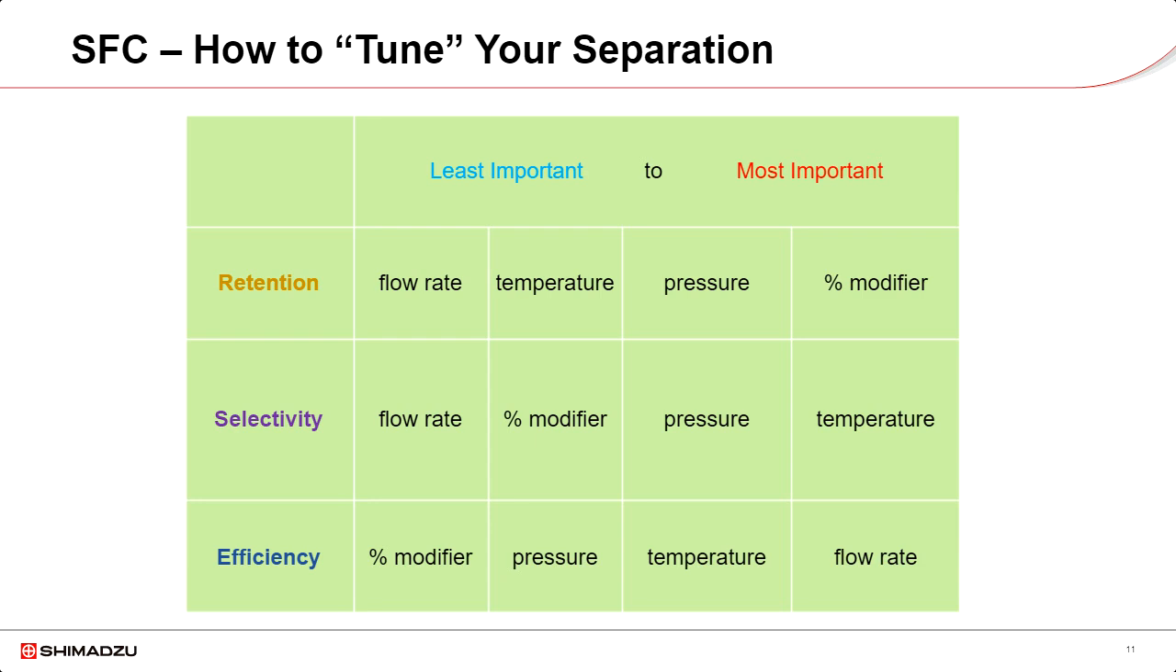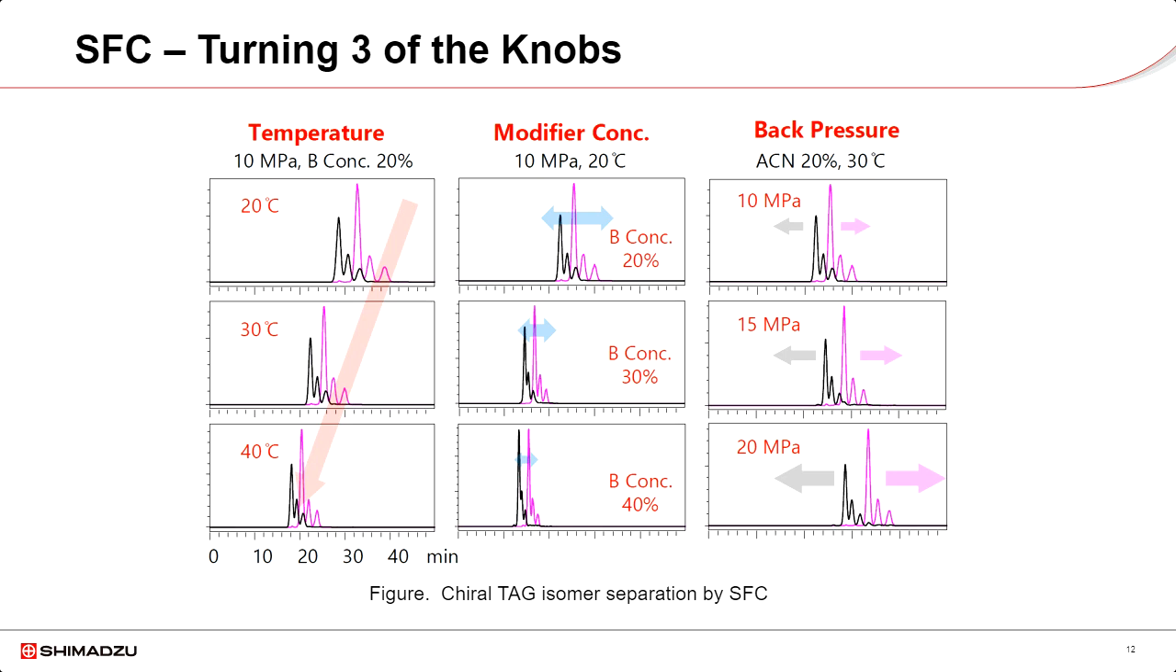And as you'll note, pressure is very important when it comes to retention and selectivity. So let's take a look at some of these modifications and how they affect resolution. In this case, triacetyl glycerides that were done in our lab. Most people are familiar with effects of temperature on the chromatography and, of course, modifier concentration.